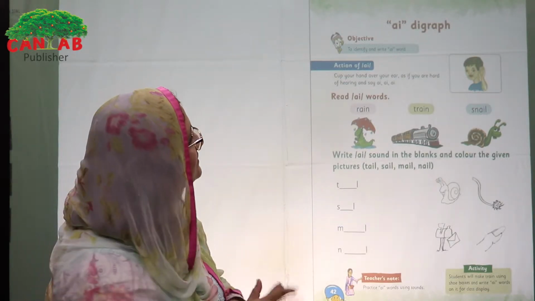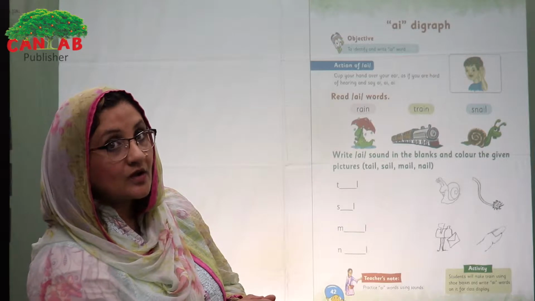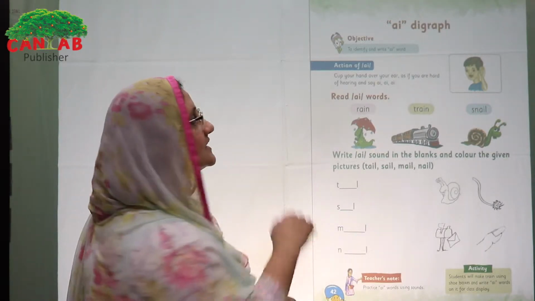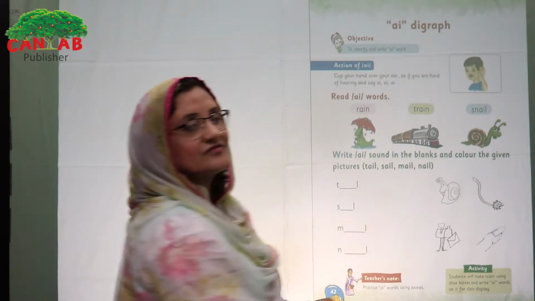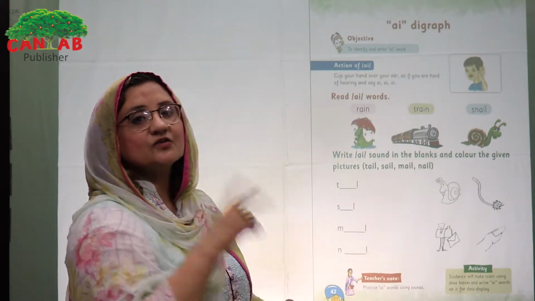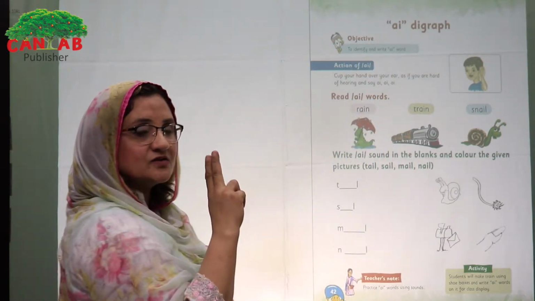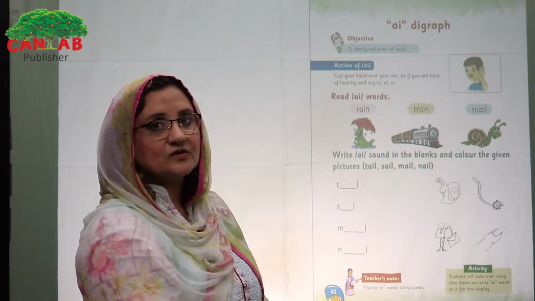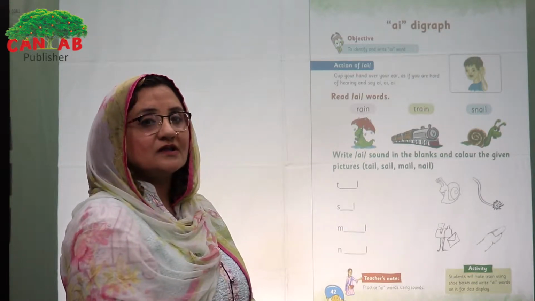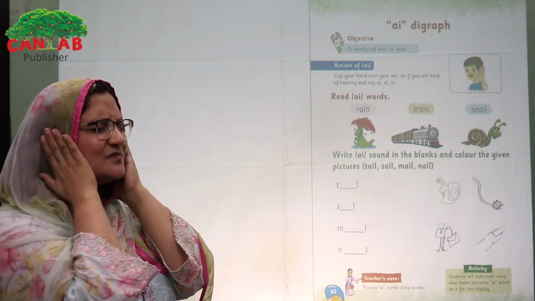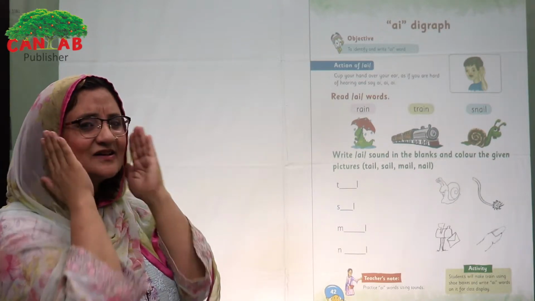And what's there? Oh, again, a digraph. Whenever there are two letters A and I, they join together to give us a single sound, and this is what we call a sound. I have a pain in my ear. Pain.